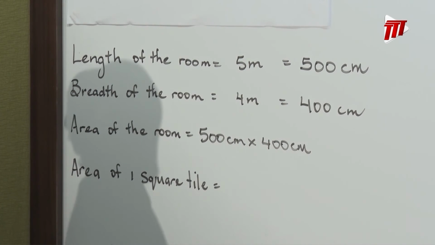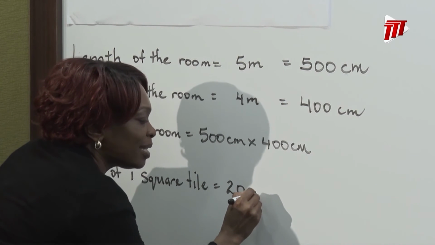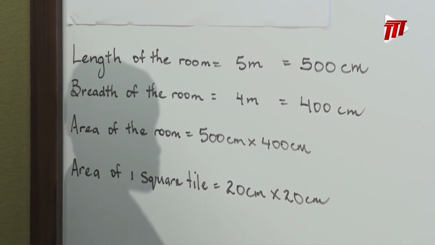How do you find the area of a square? Side multiplied by side. So what are we going to say? 20 centimeters multiplied by 20 centimeters. Children, are you saying that?